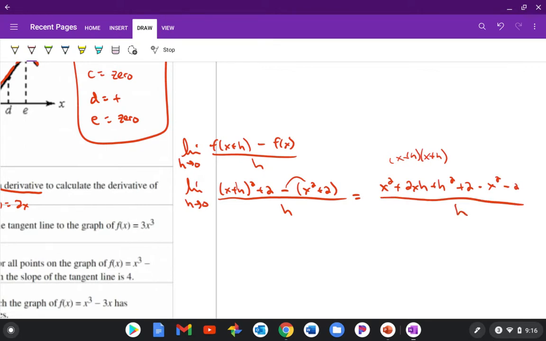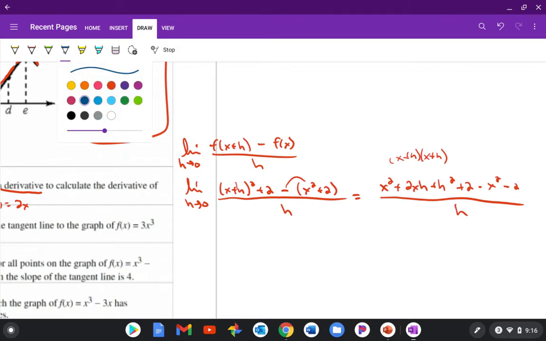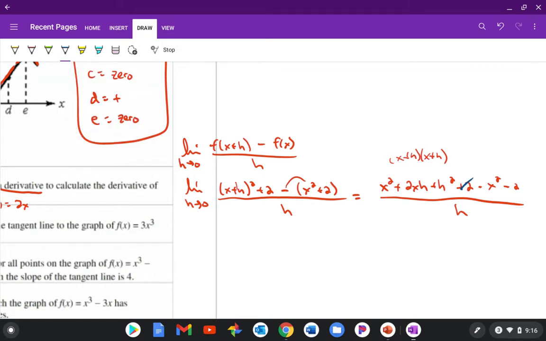Now keep in mind when we're finished with this, the only terms that we want left are terms with an h in them. That's the goal with these always. So the plus 2 and the minus 2 cancel.